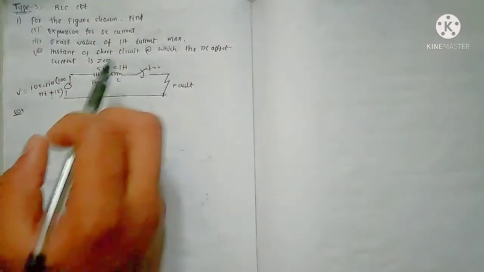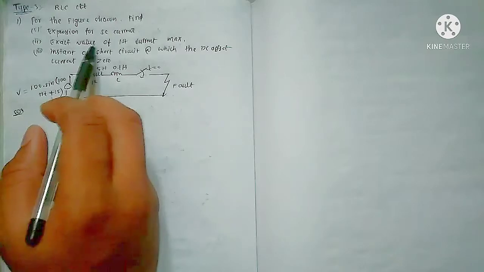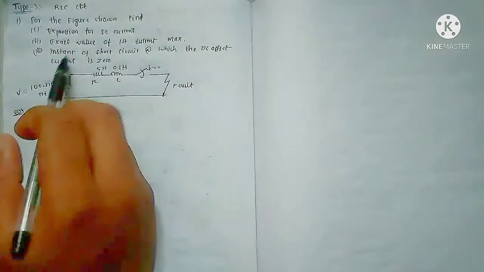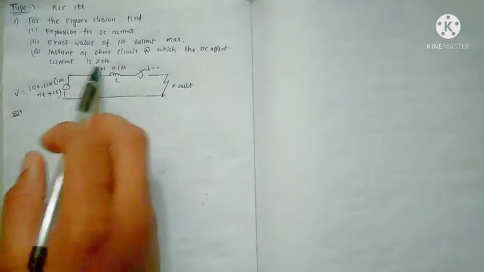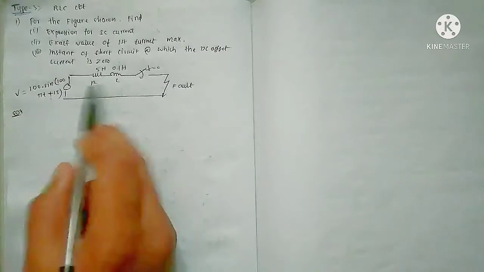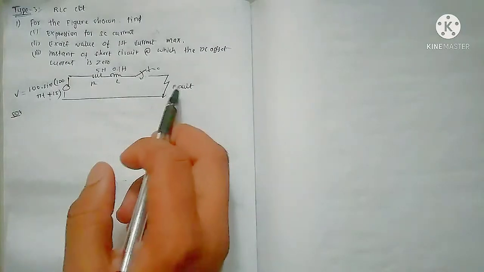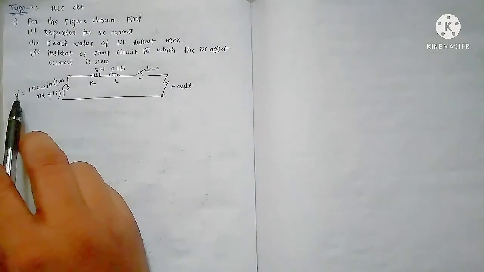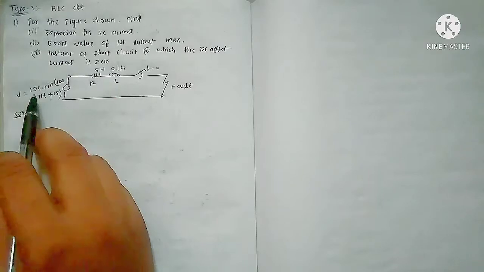For the figure shown, find the expression for AC current and the exact value of first current maximum, and the instant of short circuit at which the DC offset current is 0. The RL circuit is given, and this is the time t equal to 0 where the fault occurs, and the voltage is equal to 10 sine.